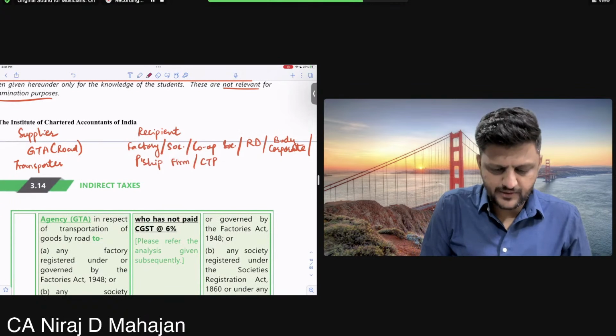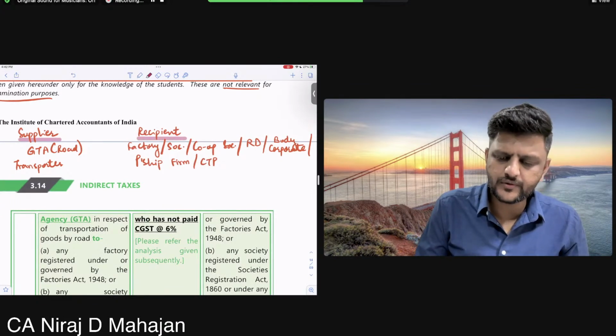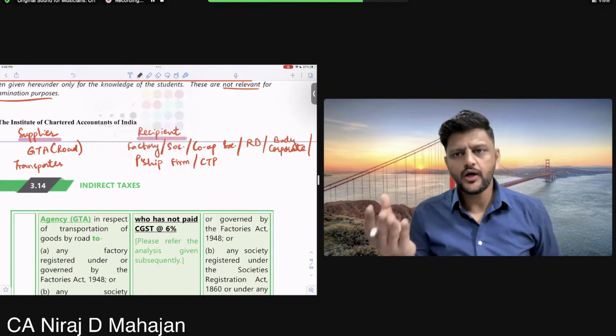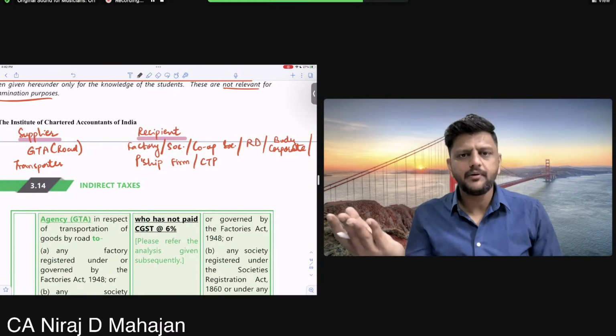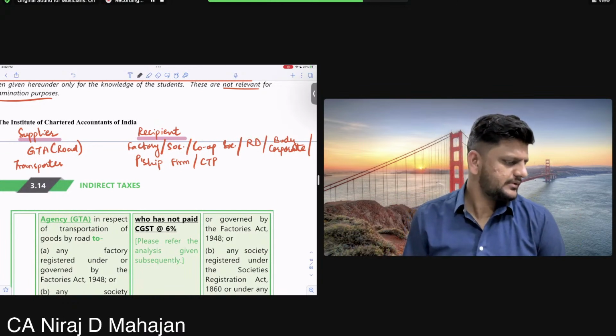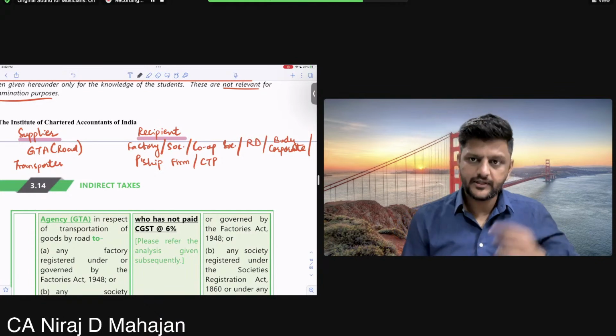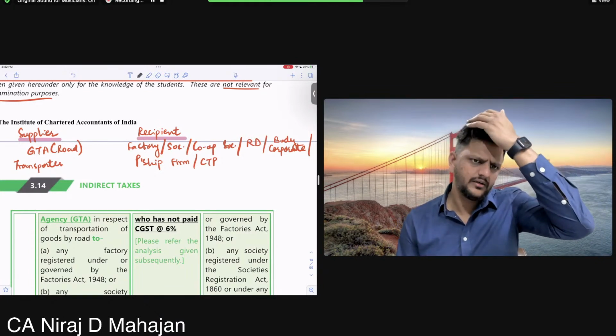If this matching happens between these parties, obviously one more condition is remaining. That condition also we will check. So I hope you're understanding. The matching between supplier, recipient, type of service. This is the bare minimum. If these things match, then RCM liability may be there on the recipient. Clear till here?